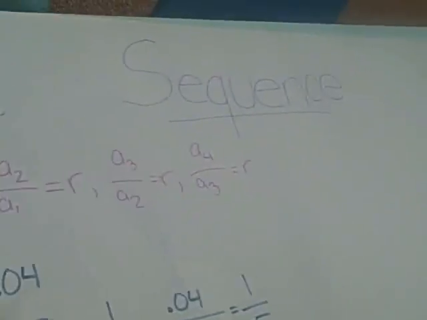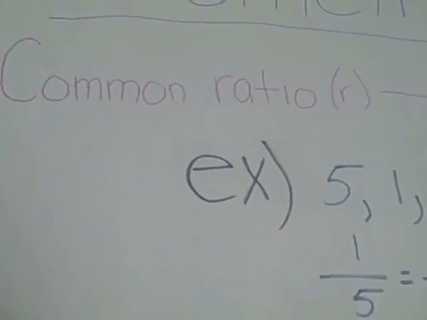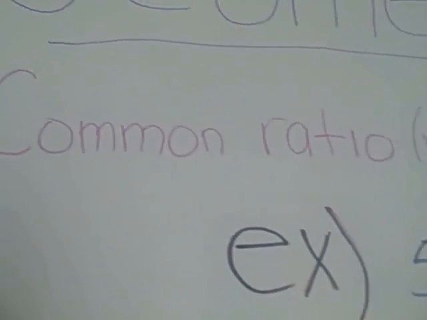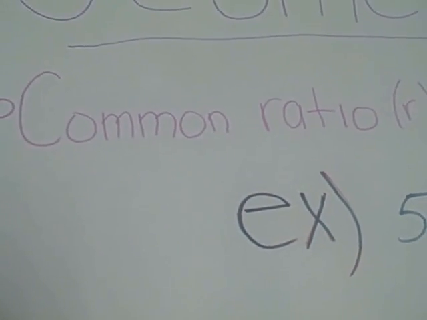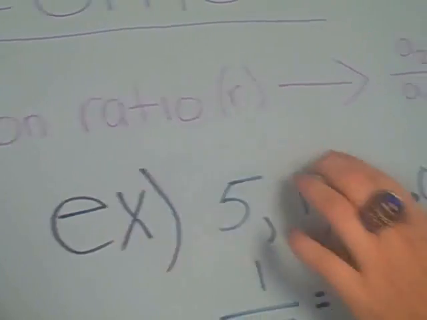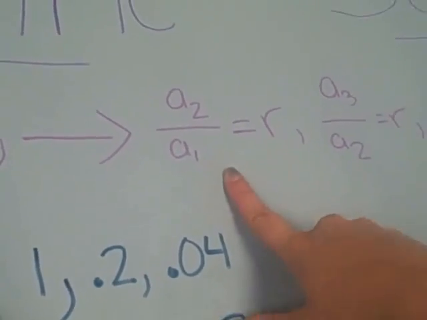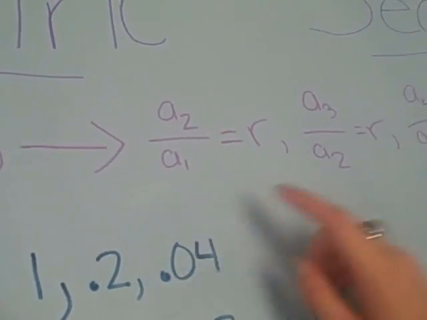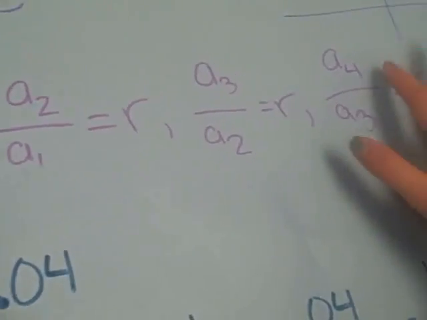Geometric sequences. Okay, instead of a common difference like you do with arithmetic sequences, you have a common ratio, which is given by r, and instead of subtracting, you divide: a2 divided by a1, a3 divided by a2, a4 divided by a3, and so on.